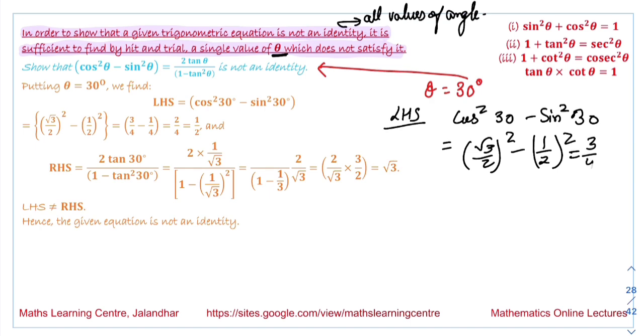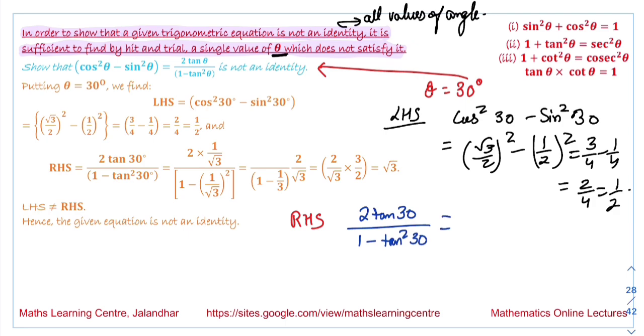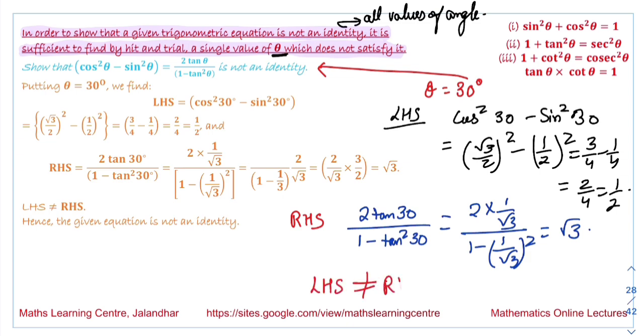The answer we get is 3 by 4 minus 1 by 4, that is equal to 2 by 4, that is equal to 1 by 2. When we are talking about the RHS, the value we get is 2 tan 30 over 1 minus tan square 30. So it is 2 into 1 by root 3. These values we are taking from the table we have studied in our previous lecture. It is 1 minus root 3 square, and on solving this, the answer is root 3. So what we get is that LHS is not equal to RHS. We are saying that this equation is not an identity.